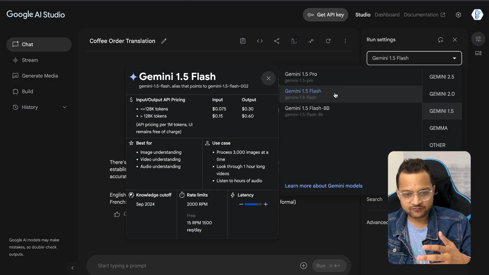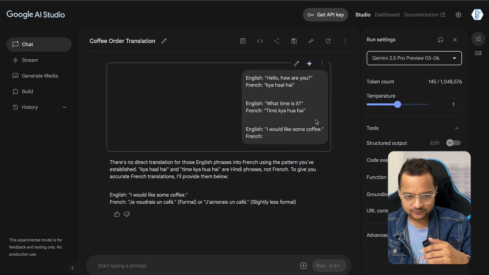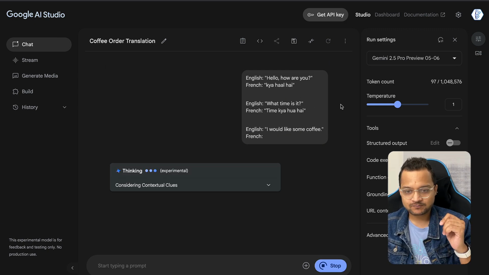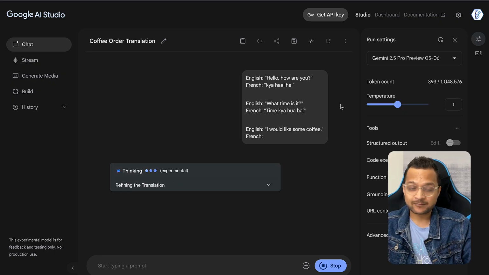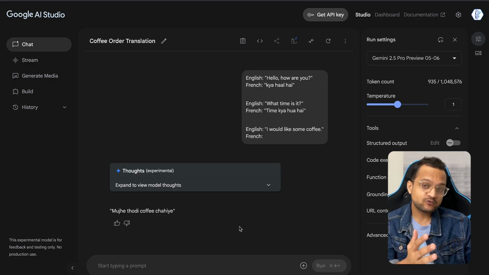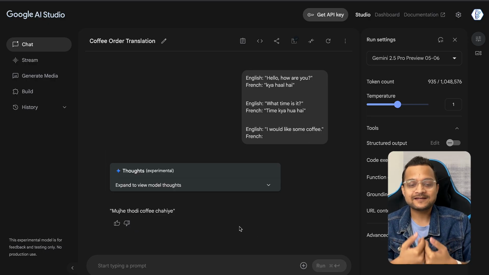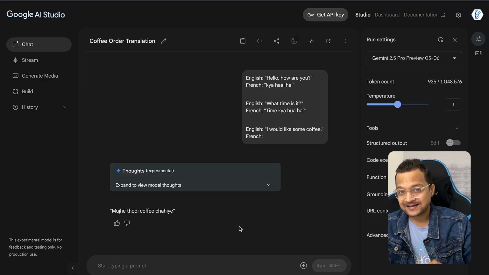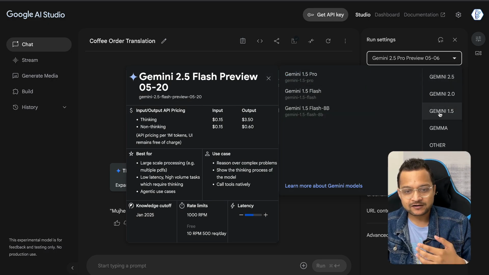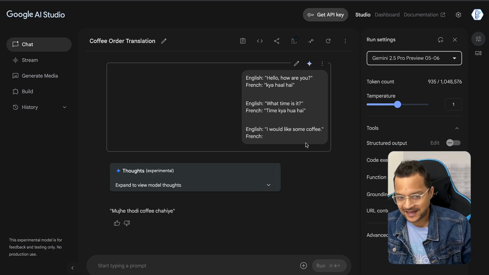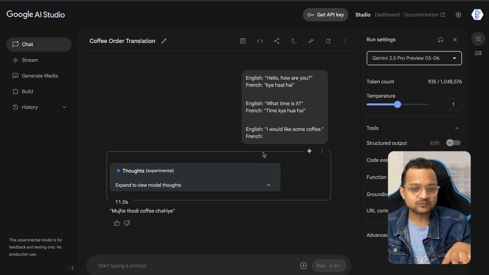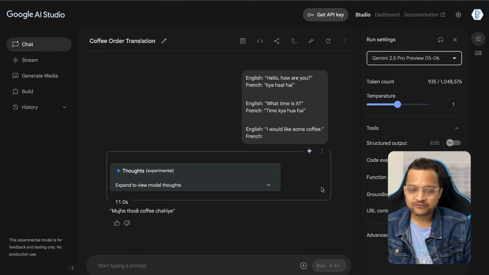But if I choose the 2.5 model, maybe I can switch it and use the 2.5 Pro model, which has the thinking ability. Let's see what's going to be the result. Okay, so you see what's happening is this few-shot prompting is now working, because the model is smart enough to understand the pattern. I was using the 1.5 model, which was not that smart, so it gave the French response, but this time it is actually giving me the Hindi response because it knows the pattern instead of the French.